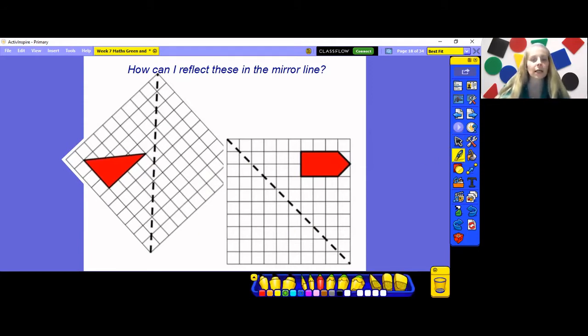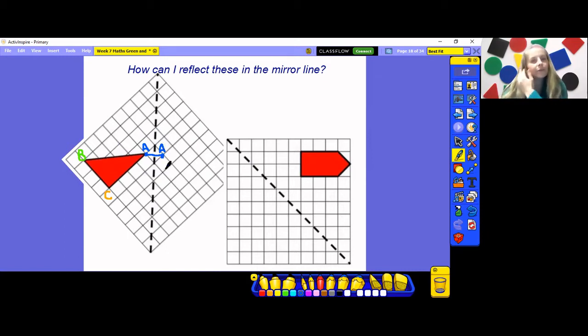I'm going to first of all label up these vertices. So I've got A, B, and I will label this one C. As long as they've got a label, it doesn't actually matter which one is A, B, or C. Okay, and we're looking here at this point A. Now I can see from this point A to the line is half of this square. So I'm going to need to go half again to get to the other side, and that is my point A.